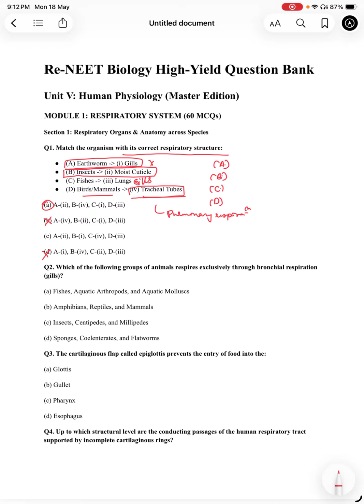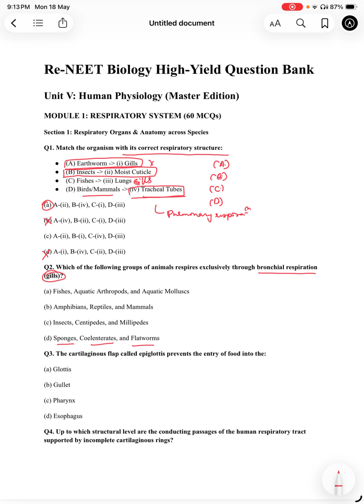Now, the next question. Which of the following groups of animals respire exclusively through branchial respiration? So, what is branchial respiration? That is through gills. The main thing about doing MCQs is cancelling out options. We need to know which does not have and which has. So we have to first cancel out options. In this, which is the most strange one in the options? Obviously, it's the non-chordates option: we have sponges, flatworms.